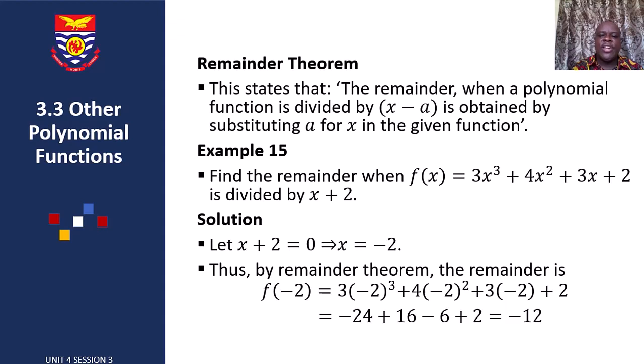So what this means is that if you divide f of x, which is 3x cubed plus 4x squared plus 3x plus 2, by x plus 2, you get a remainder, and the remainder is negative 12.